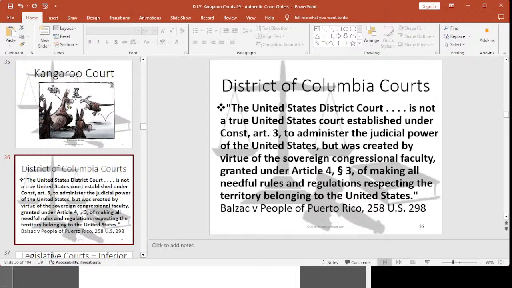The United States District Court is not a true United States court established under the Constitution, Article 3, to administer the judicial power of the United States, but was created in virtue of the sovereign congressional faculty granted in Article 4, Section 3, making all needful rules and regulations respecting the territory belonging to the United States.